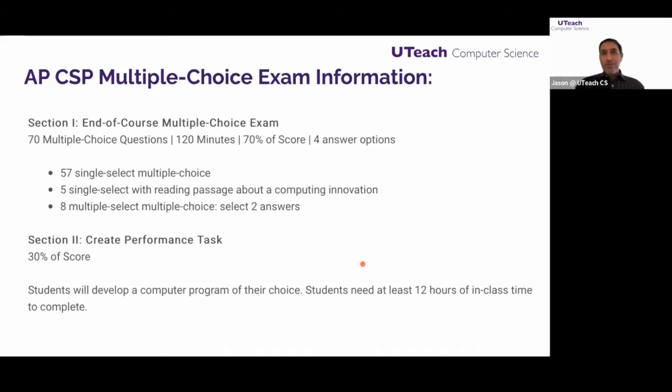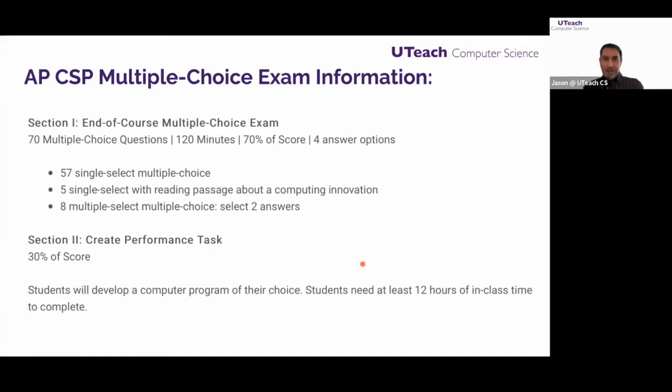And there's a couple reasons why I recommend this. Number 1, because these 5 questions seem to be 5 of the easier questions on the exam. You want to give your students a good start to the exam. So this is a good place to start. And also, it's a College Board requirement that you cover this information about a computing innovation. So that's why I always have my students start with these 5 questions.